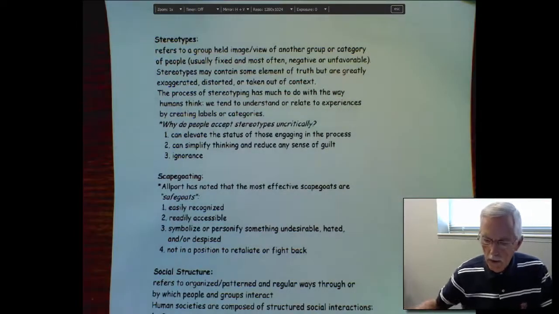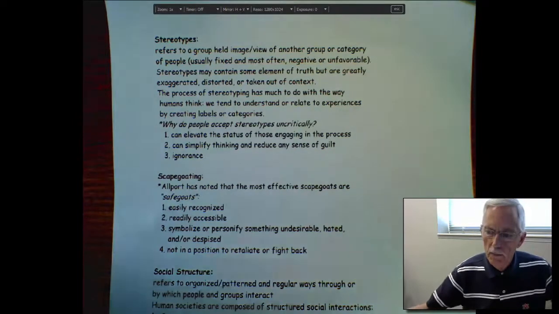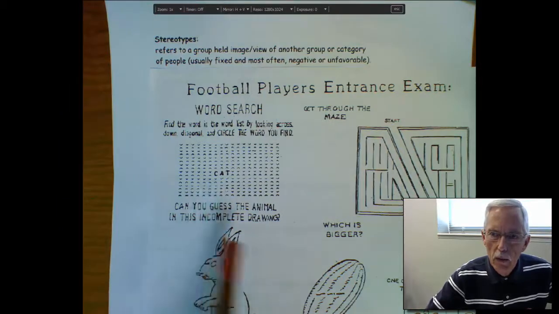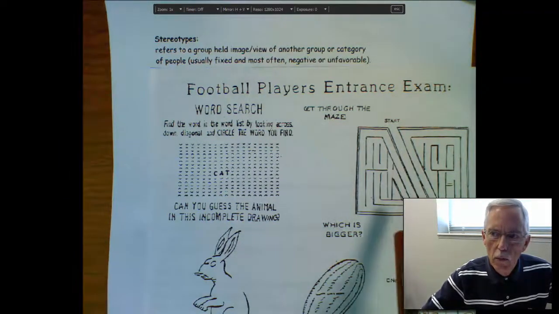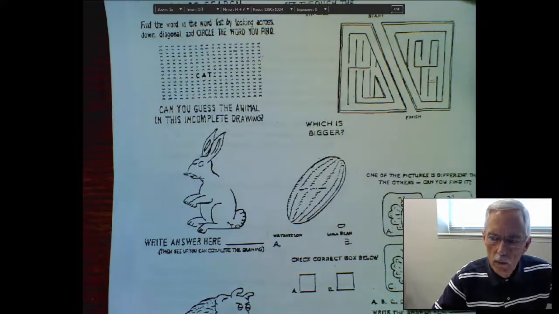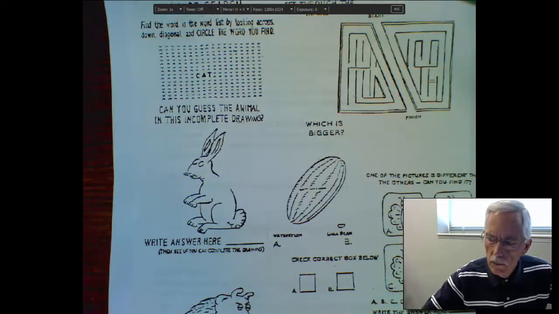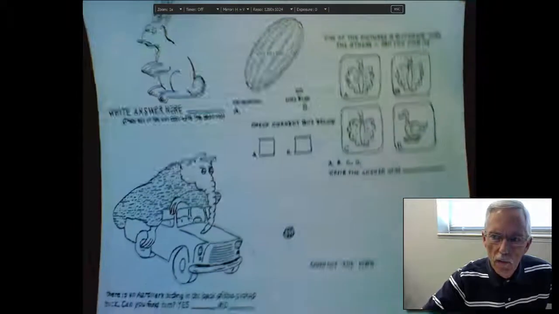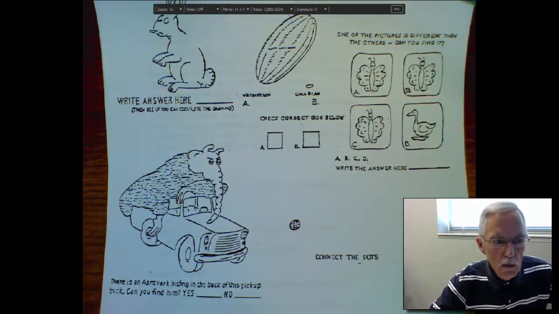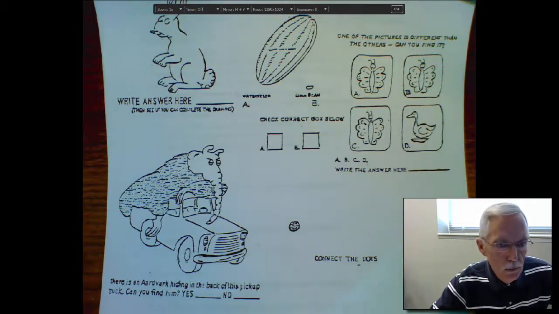On the other hand, how about this one? This is the football player's entrance exam to big state university. Okay? On the first hand, you've got to find the word. Can you pick it out? Also, here you have to make your way through the maze. There's the start, there's the finish. Can you complete this not completed drawing? And which of the two is larger, a watermelon or a lima bean? And then it gets really difficult down at the bottom. Can you find the aardvark hiding in the pickup truck? And can you connect the dots? You all do recognize, don't you, the stereotype here. Anybody who's an athlete is dumb.